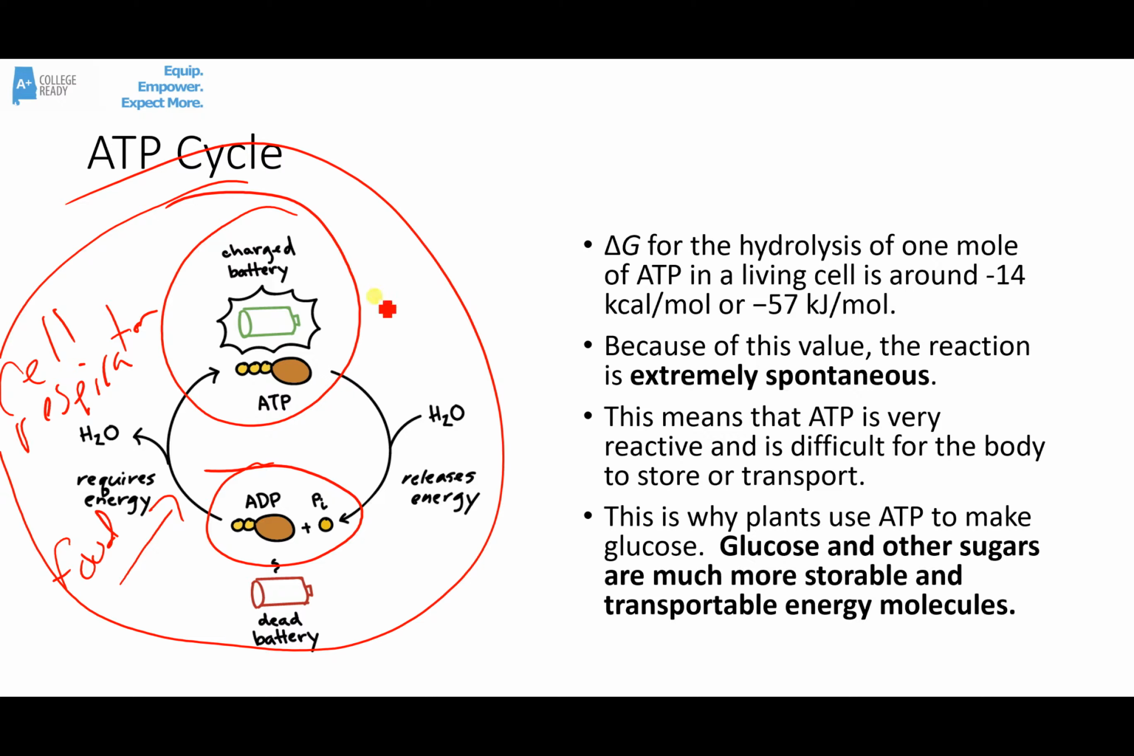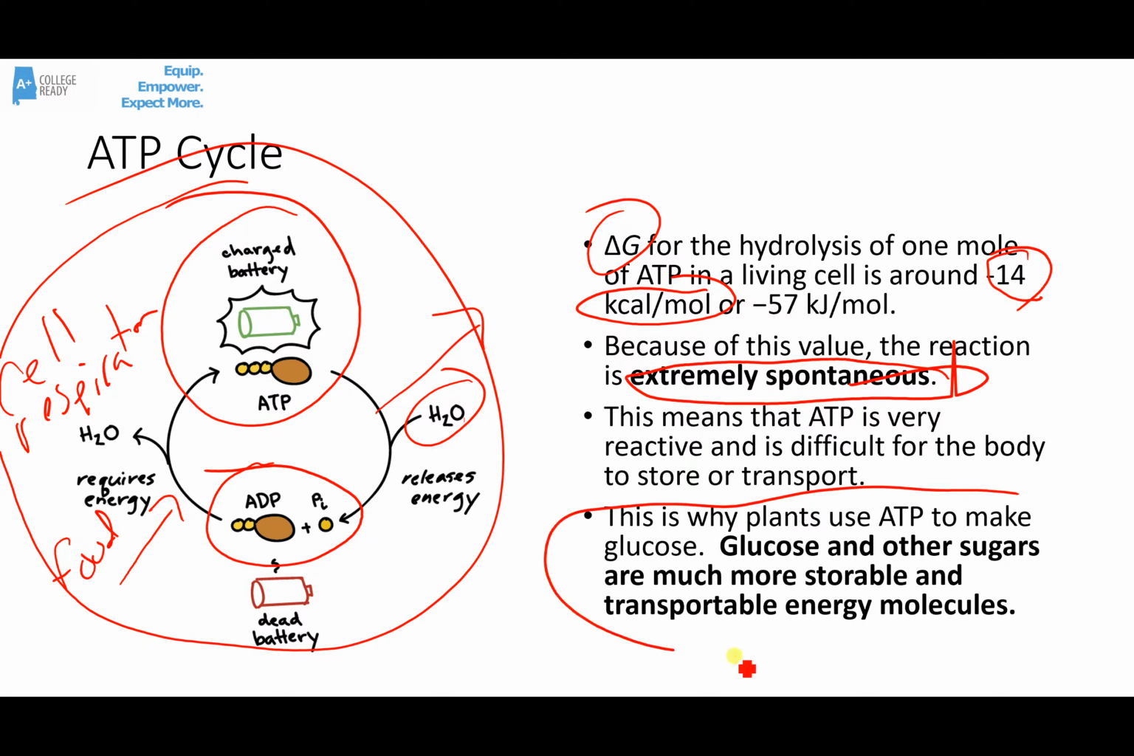That ATP can then be hydrolyzed, and you see the water coming in as a reactant, and that the hydrolysis is going to release energy to power any of the body's reactions that need energy. The delta G, the change in free energy for the hydrolysis of ATP, is about negative 14 kilocalories per mole. That means the reaction is extremely spontaneous. And it means that ATP is very, very reactive. It's very, very difficult for the body to store it and transport it.